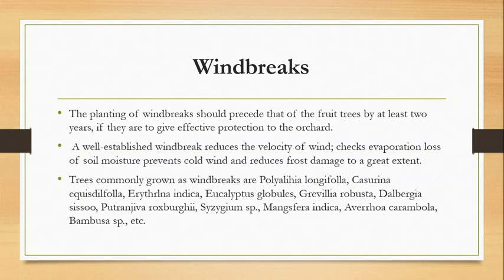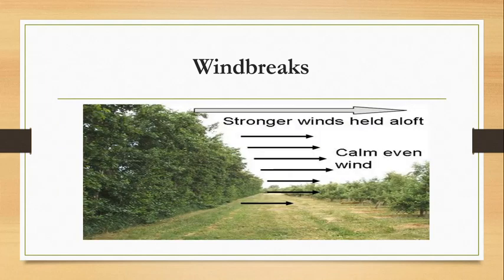So, some of the trees which are commonly grown as windbreaks are Polyalthia longifolia, Casuarina equisetifolia, Erythrina indica, Eucalyptus, Grevillea robusta, Dalbergia sissoo, Putranjiva, and some other species such as Averrhoa and Bambusa species, which can be used as windbreaks in our orchards. This is the picture which depicts that windbreaks are necessary for protecting our orchard from hot winds and strong winds, so that the orchard gets calm, even winds.